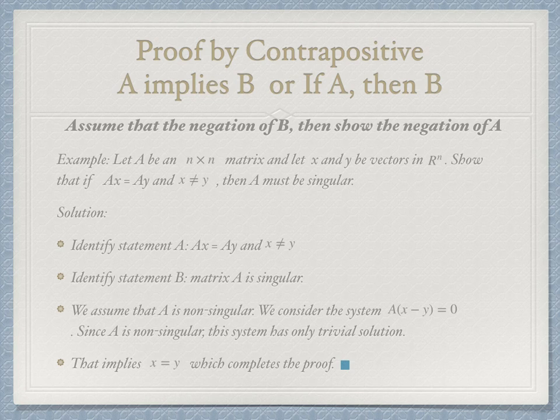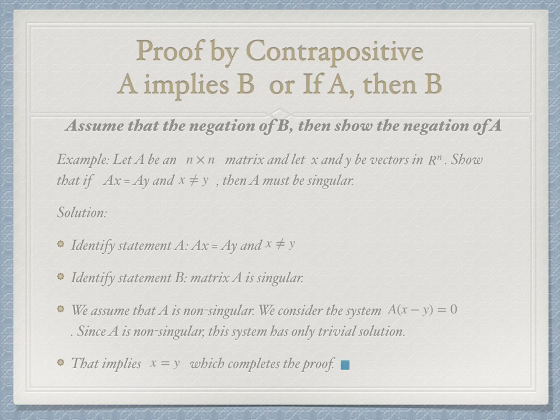Proof by contrapositive. If you want to show that A implies B, or if A is true, then B is true, using proof by contrapositive, you want to assume the negation of B, then you want to show the negation of A. Let's look at an example. Let A be an n by n matrix. Let x and y be vectors in Rn. You want to show that if Ax equals Ay, and x is not the same as y, then A must be singular.